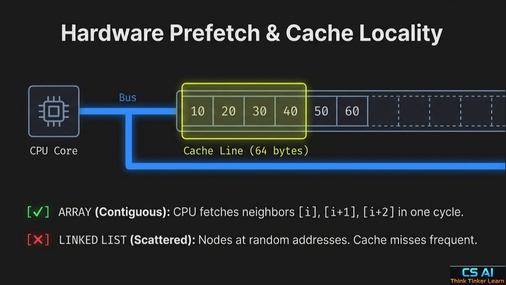Contrast this with a linked list where nodes are scattered at random memory addresses. For a linked list, the CPU has no way to predict where the next node is, resulting in frequent and slow cache misses. This physical reality is why an array will almost always outperform a linked list for a simple iteration task. When you write code, you're not just writing logic, you're managing how the hardware retrieves information. Contiguous data is the key to unlocking the true speed of modern processors.